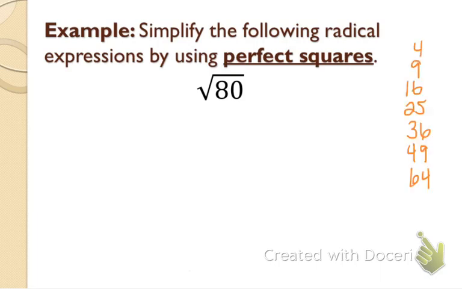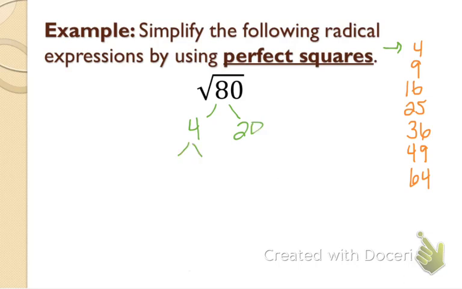And what we're going to do is branch off this square root of 80 and start off with two possible factors that give us 80. But we're not going to pick just any number. We're going to pick from the list that we have here. So we're going to start with 4. Is 80 divisible by 4? And the answer is yes. 4 and 20. Now we can keep going.